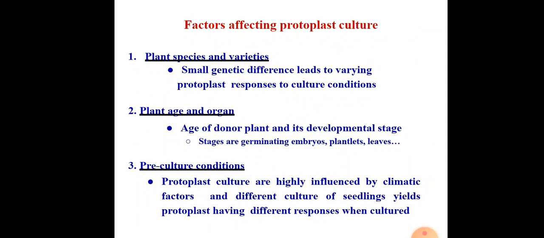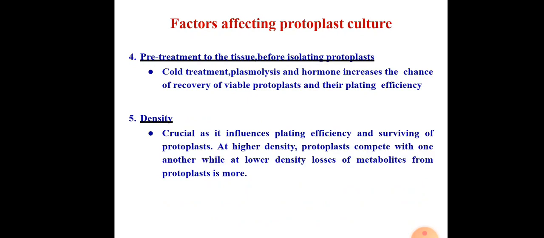In the selection of the explant, leaf or petiole is good, rather than other organs. The pre-culture conditions: protoplast culture is highly influenced by climatic factors, and different cultures of seedlings yield protoplasts that respond differently when cultured in somatic hybridization techniques. Pre-treatment before isolating the protoplast, such as cold treatment, plasmolysis, and hormones, increases the chance of recovering viable protoplasts, although plating efficiency is still very difficult.